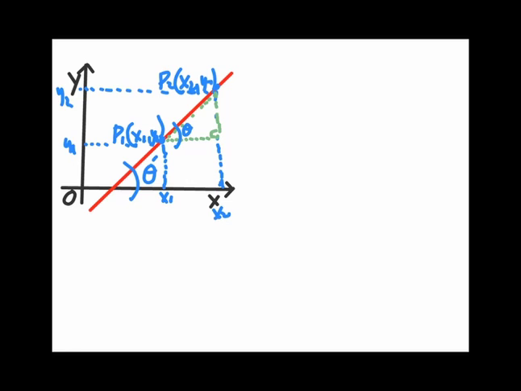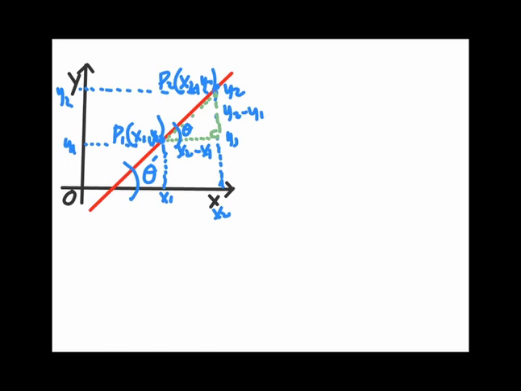And note that this is again y1, right? This is y2. So that this opposite side of this angle theta will now be y2 minus y1. And its adjacent side, referring to this imaginary triangle, will be x2 minus x1. Okay?